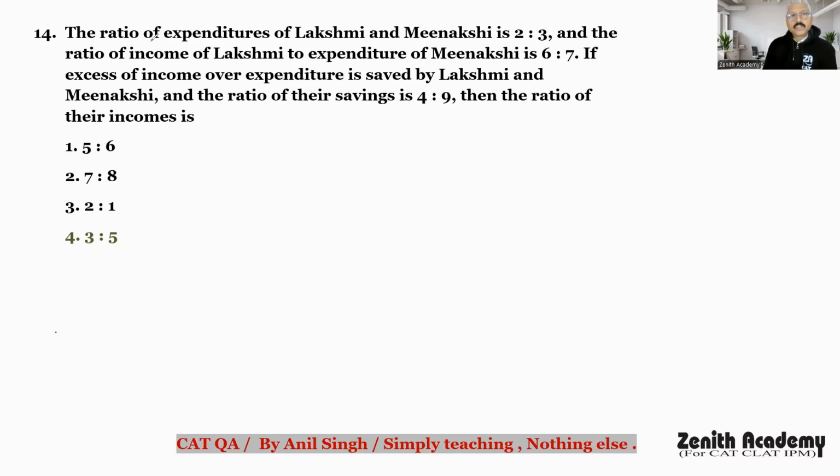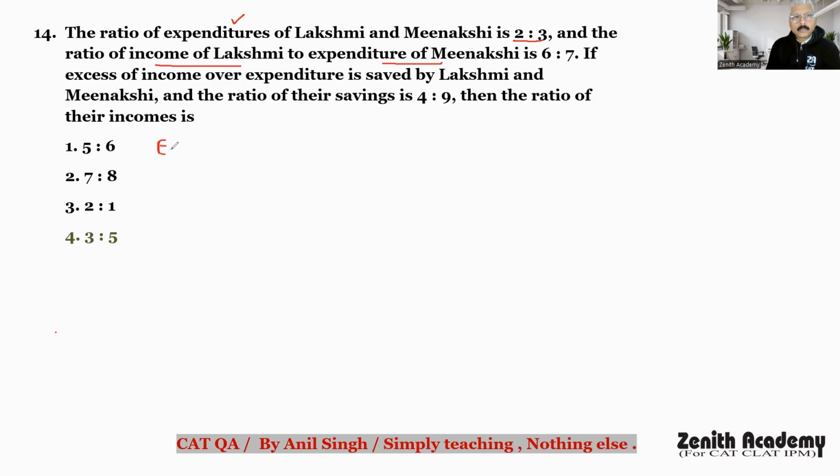Now the next question: the ratio of expenditures of Lakshmi and Meenakshi is 2 is to 3, and the ratio of income of Lakshmi to expenditure of Meenakshi is 6 is to 7. If the excess of income over expenditure is saving by Lakshmi and Meenakshi, and the ratio of their saving is 4 is to 9, then find the ratio of their income. Look here, the ratio of expenditure is given 2 is to 3, but here the ratio of income of Lakshmi to the expenditure of Meenakshi is given.